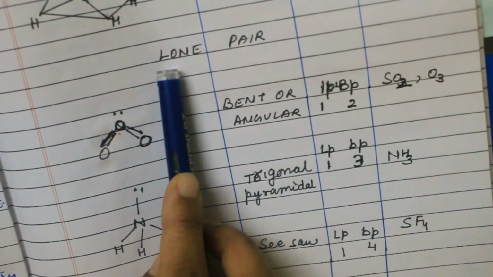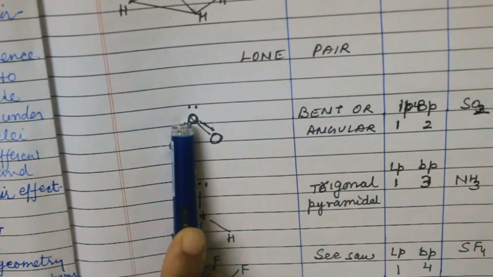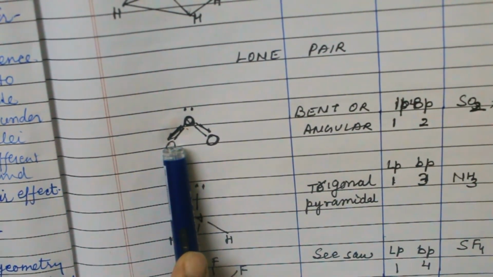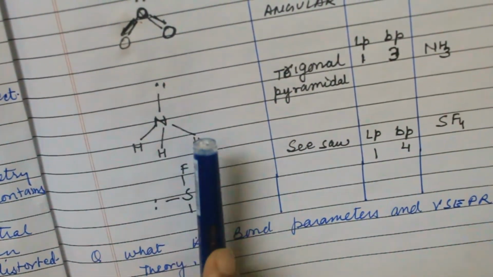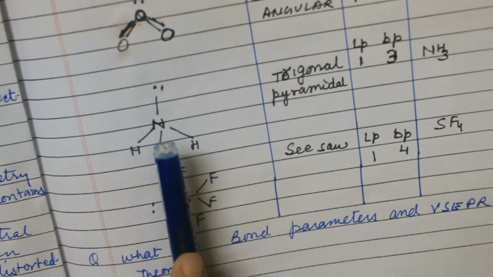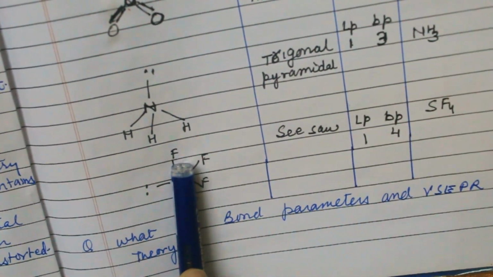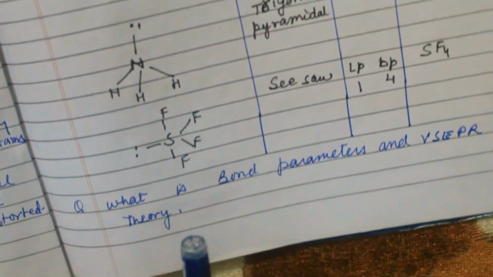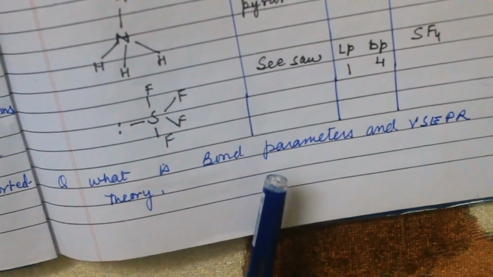Now these are the lone pair structures. This has one lone pair and two bonded pairs, bent or angular shape. An example is ozone or SO2. Ammonia has three bonded pairs and one lone pair. Then there is trigonal bipyramidal. This is seesaw shape, one lone pair and four bonded pairs. An example is SF4. So my question for today is, what are bond parameters and VSEPR theory?